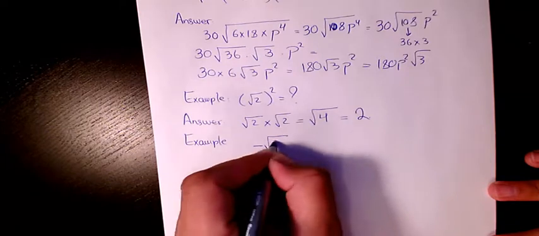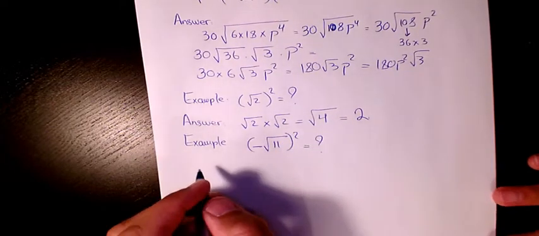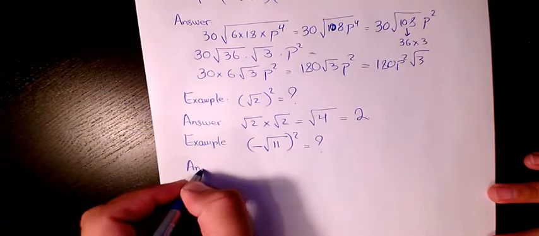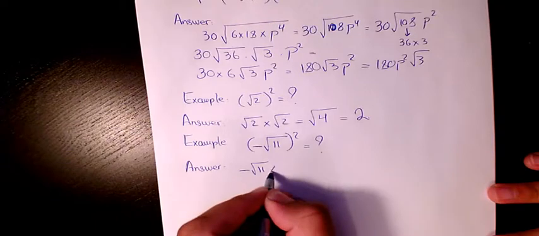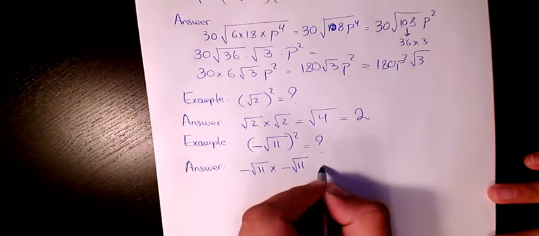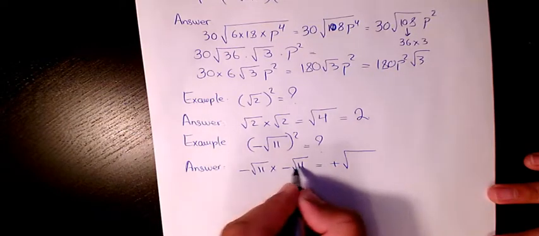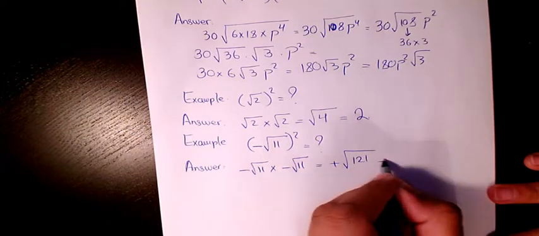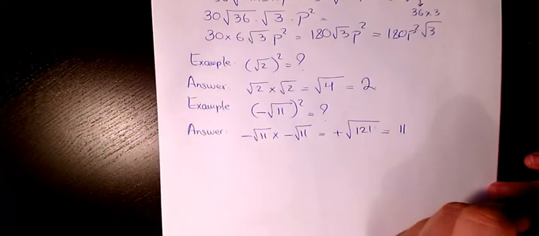Next example. Minus square root of 11 squared. So the answer will be negative root 11 times negative root 11. Negative times negative is going to be positive. 11 times 11 is going to be 121. Square root of 121 is just 11.